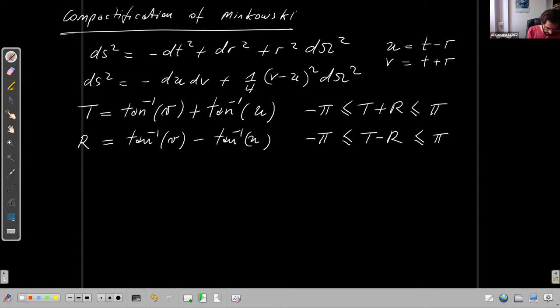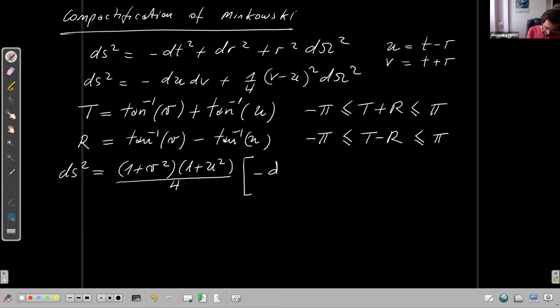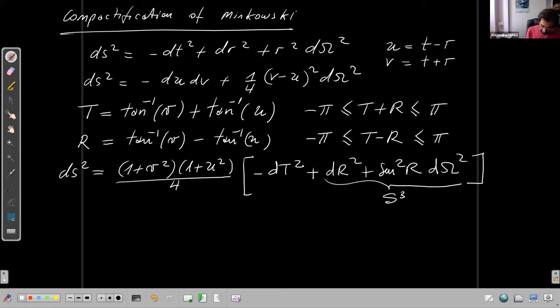And we have to find out what is the metric nature of that somewhere. So by just doing the coordinate transformation which is proposed, we find that the Minkowski metric can be written as (1 plus v squared) times (1 plus u squared) divided by four, times the unphysical metric: minus dT squared plus, this is the inverse of the conformal factor, dR squared plus sine squared of R d omega squared. So here you identify the metric of a unit three-sphere. This is the metric of a unit two-sphere. This thing is the metric of the so-called Einstein universe.